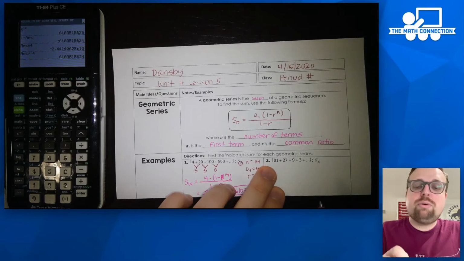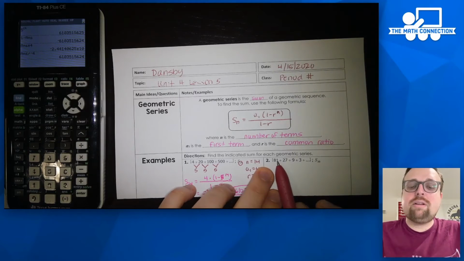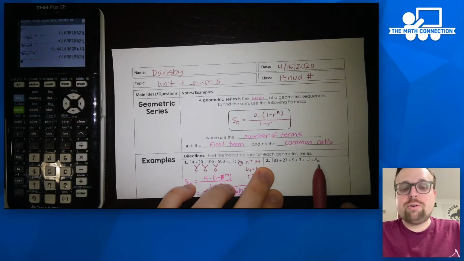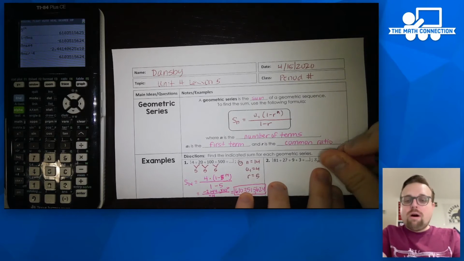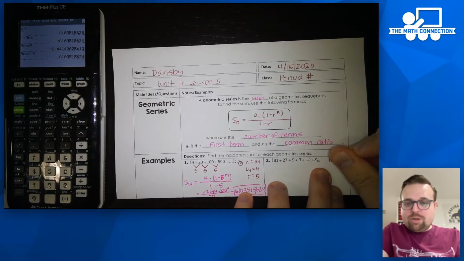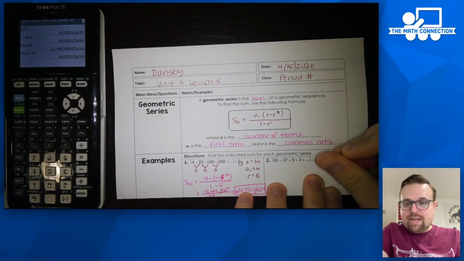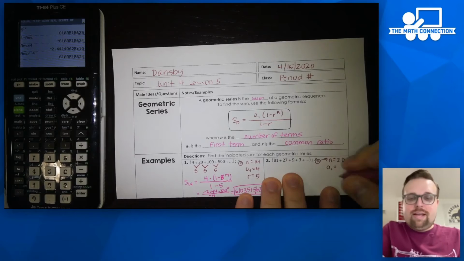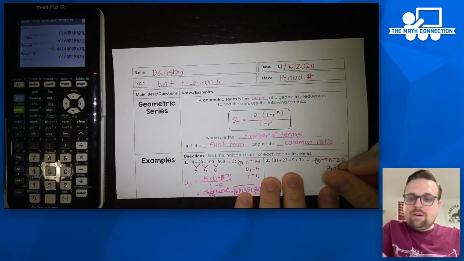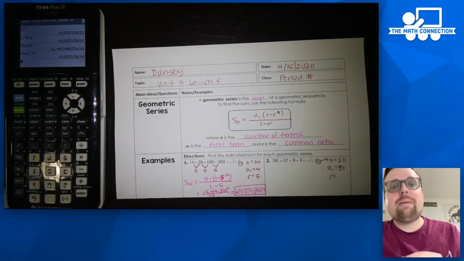In number 2, we have a series that looks like it's getting smaller. We know we're going up to the 20th term, and all we really need to figure out here is what is going to be the value of r. We know our n is 20 because we're going to the 20th term. This is n right here. And then we know the first term in this series is 81. So what is r? What's happening with r?